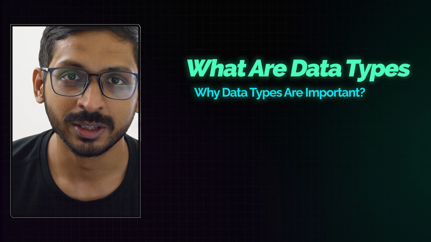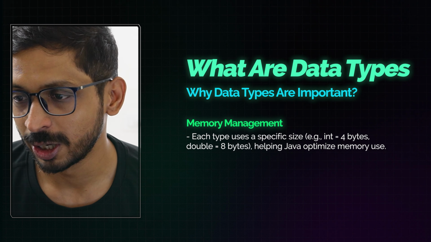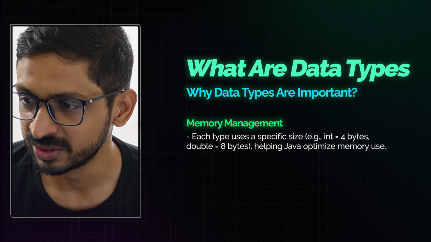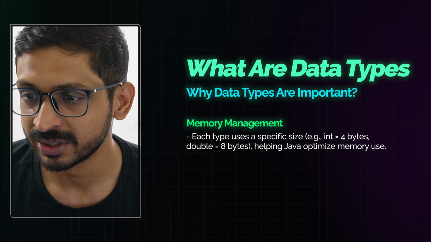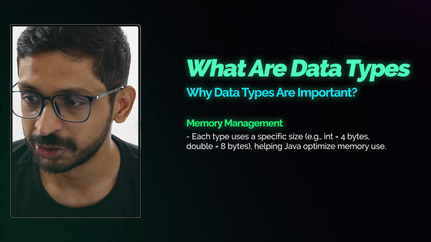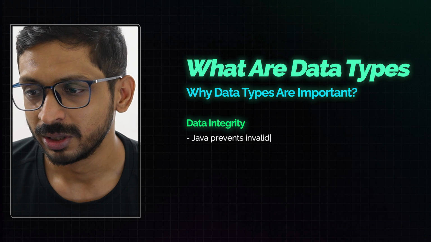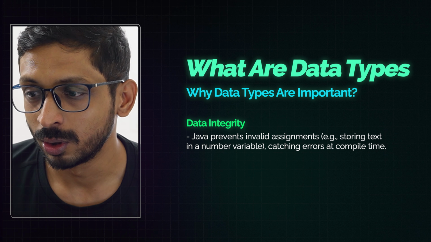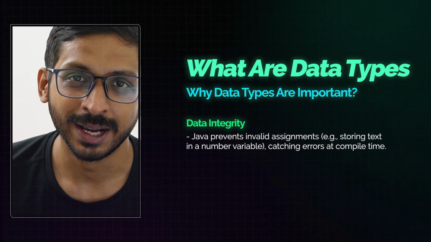So why does defining a data type actually matter? First up is the memory management. Each data type uses a fixed amount of space, like integer uses 4 bytes, double takes 8 bytes. This helps Java use memory efficiently, especially in larger programs. Then there's data integrity. If we accidentally try to store a word in a number variable, Java stops us with an error at compile time.